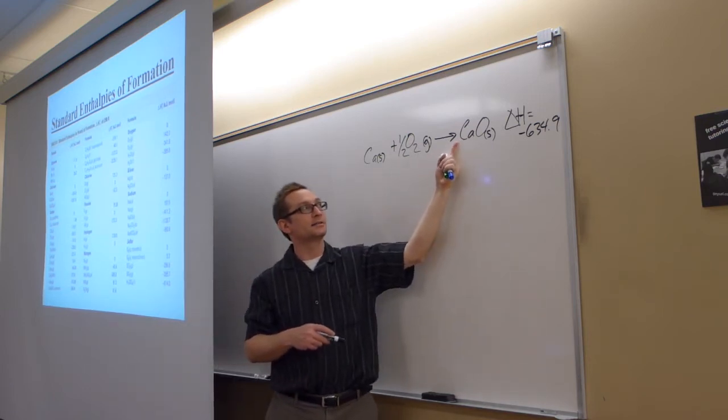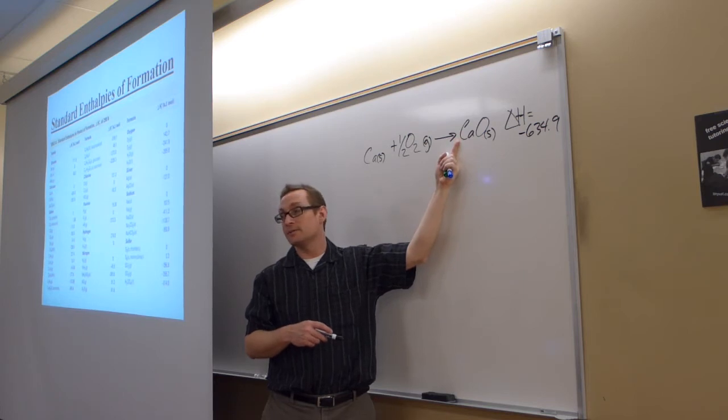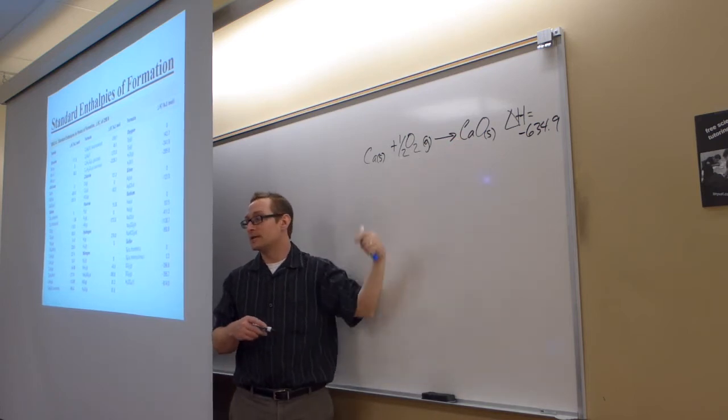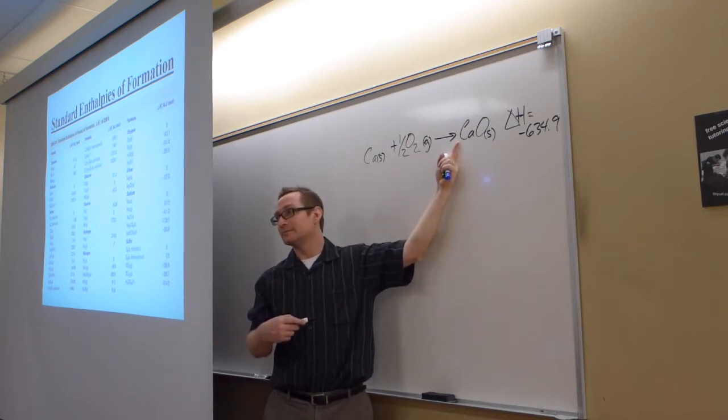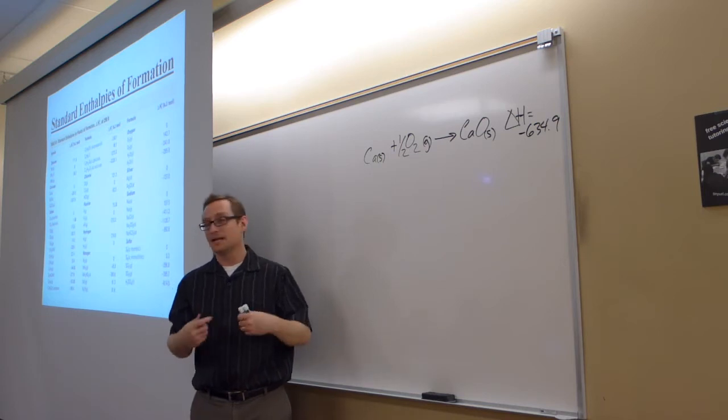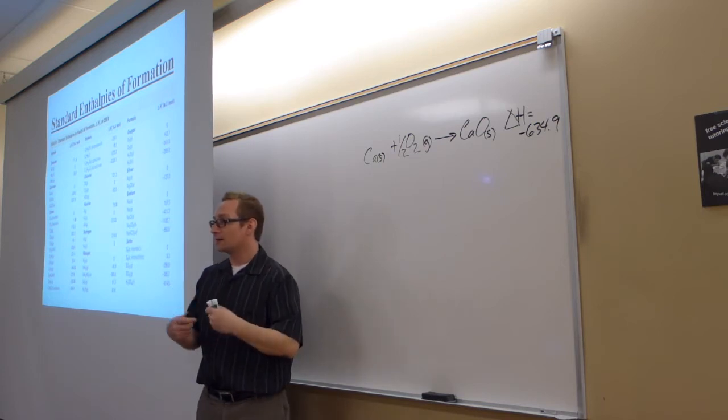I would keep it as just a coefficient of 1 here in front of calcium oxide, and I would have to leave this as a 1/2 in front of the O2 to maintain the coefficient of 1 here. So all formation reactions, by definition, are the enthalpy change required to form 1 mole of that substance.